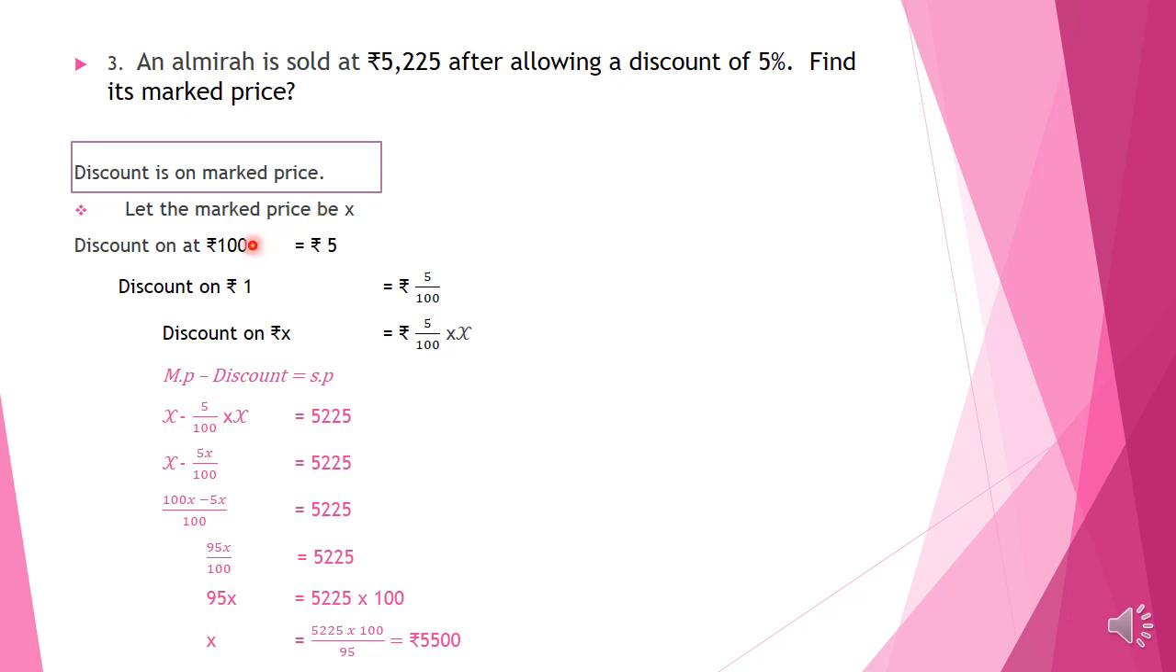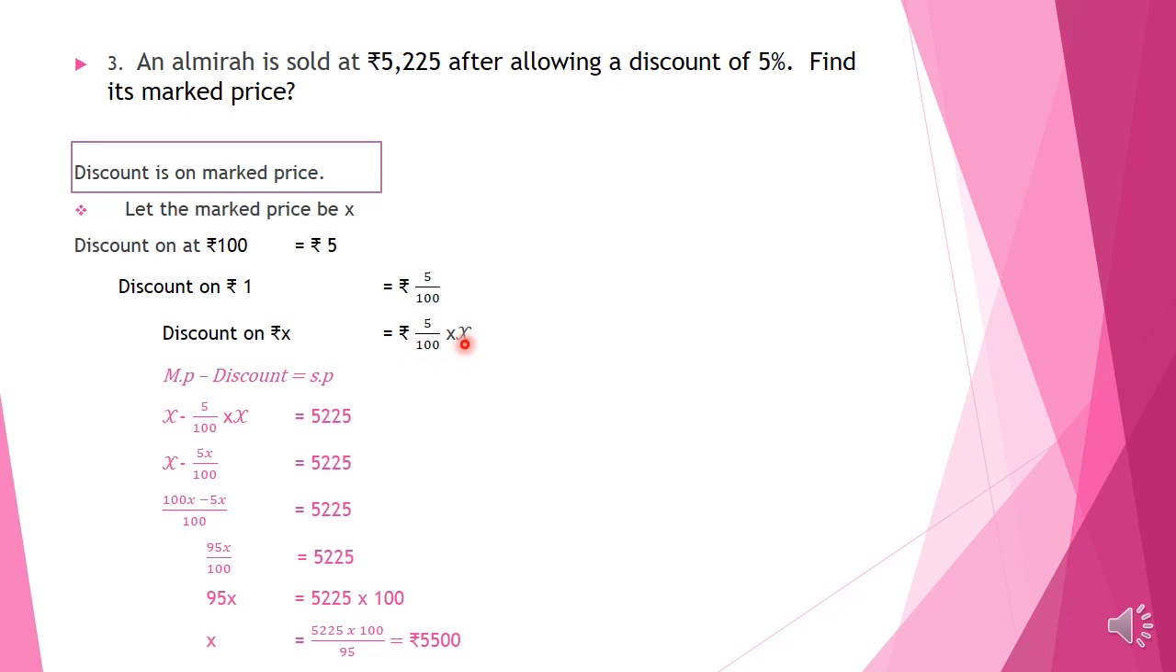Okay, and discount on rupees 100 is equal to rupees 5. How did we get this? Because discount percentage is given 5%. It means on 100 rupees we have 5 rupees discount. So we are finding discount on rupees 1 is equal to 5 by 100. Here we are using the unitary method. Therefore, discount on rupees X, the total marked price, is equal to 5 by 100 into X.